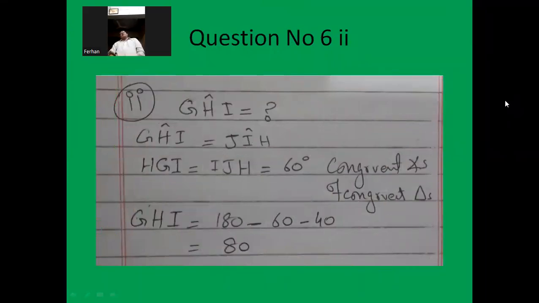In the second part, the question is, what is the value of angle GHI? So GHI is equal to JIH. So HGI will be equal to IJH, which is 60. So we use congruent angles in congruent triangles. So GHI will be equal to 180 minus 60 minus 40, and that will be equal to 80.